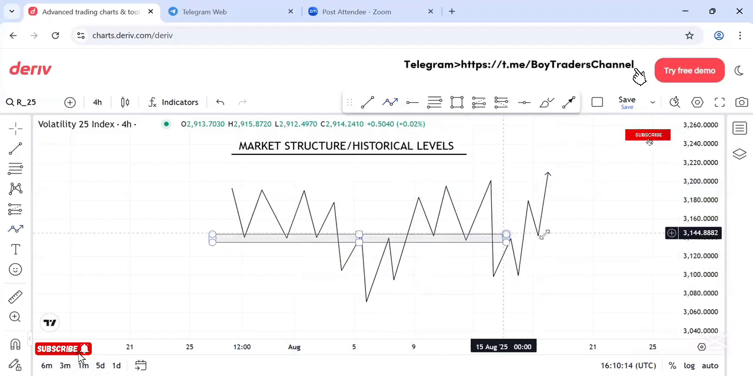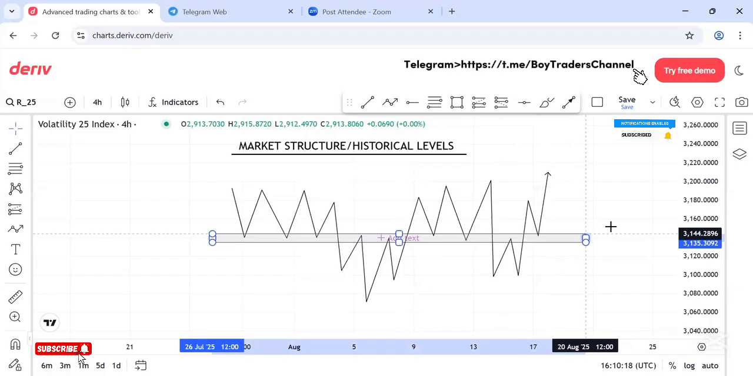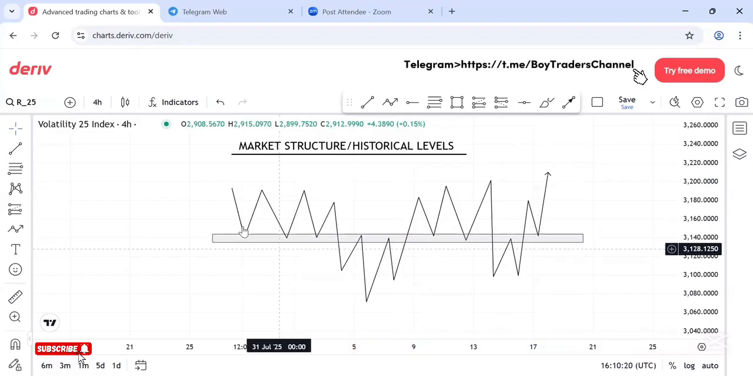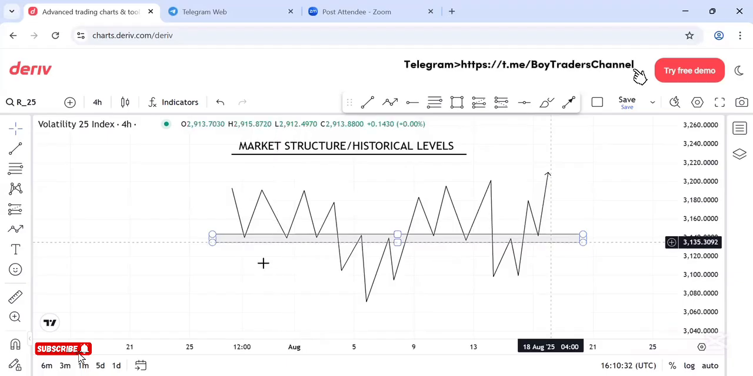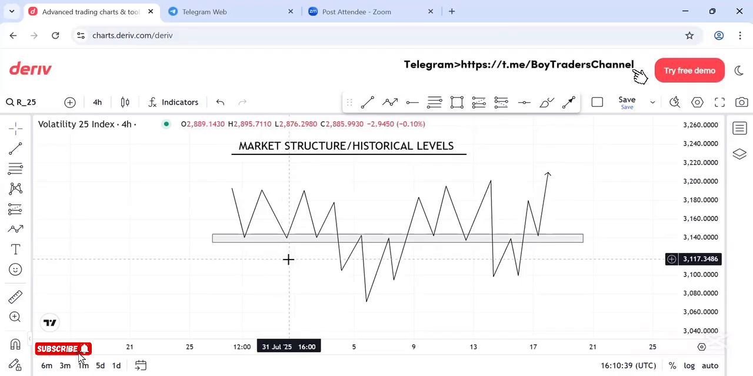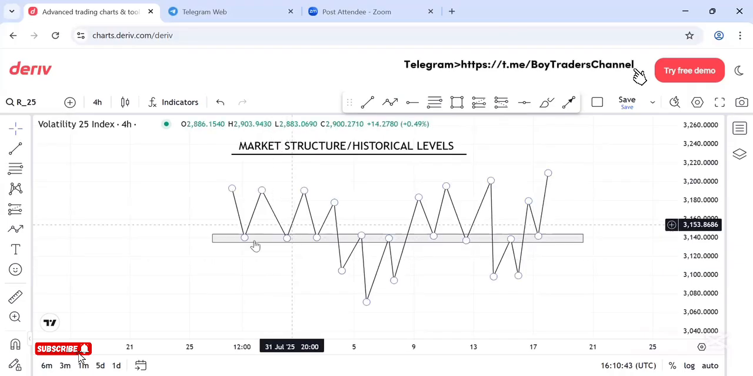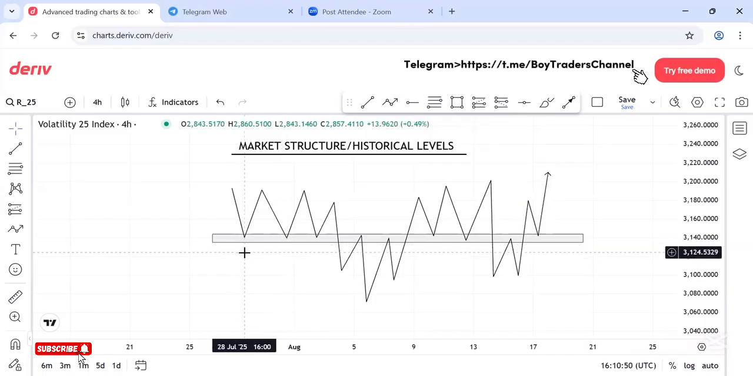This level is basically a historical level because price has previously reacted to this level in particular, having the first reaction to be a level of support. We got the buys. Let's use these dates for an example to tell when we got the reactions on these levels. So we had the first reaction on the 28th of July and the second reaction on the 31st of July. After we had the second reaction, this level became a historical level because we've previously got a buy reaction which happened on the 28th of July.